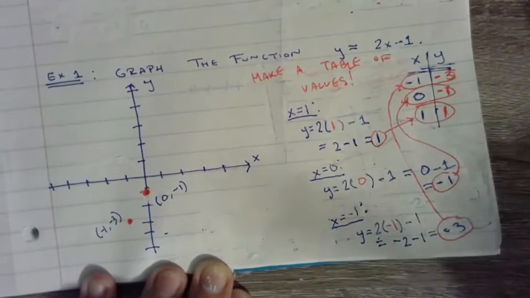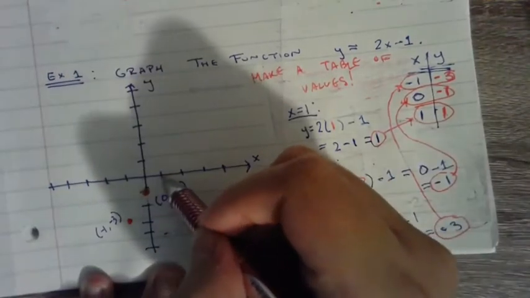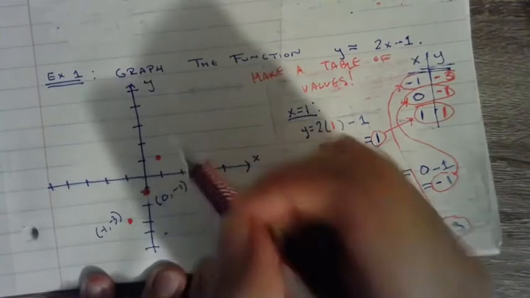And last but not least, your next point is (1, 1). So we have to go right 1 and then up 1. So therefore we have (1, 1). Okay?